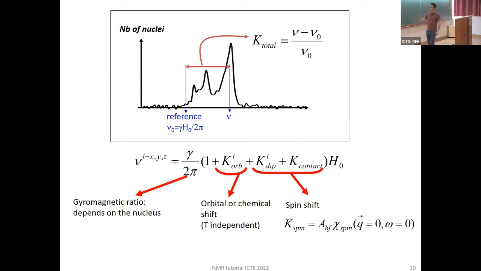So at the end of the day, it looks like that. Your resonance frequency is nu zero, gamma H zero, plus different shifts. The orbital shift, or chemical shift, which is temperature independent and small, and the interesting quantity, which is called the spin shift. This is directly related to the susceptibility, and to be precise, the uniform and static susceptibility, Q equals zero, omega equals zero.